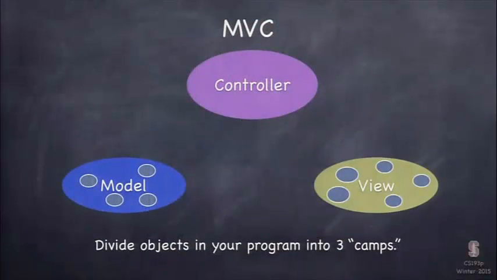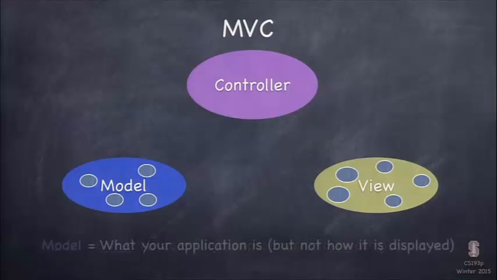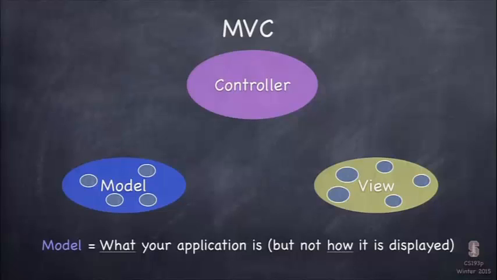So MVC is basically a mechanism where we divide up all the objects in our application into one of these three camps. On the left there you see the model. The model camp is going to be all the objects that are what your application does. So for our calculator, it calculates. That's what it does. So all the parts where we're performing operations and all that stuff, that's all calculator stuff. That should be in a calculator object somewhere else. It shouldn't be in our controller.